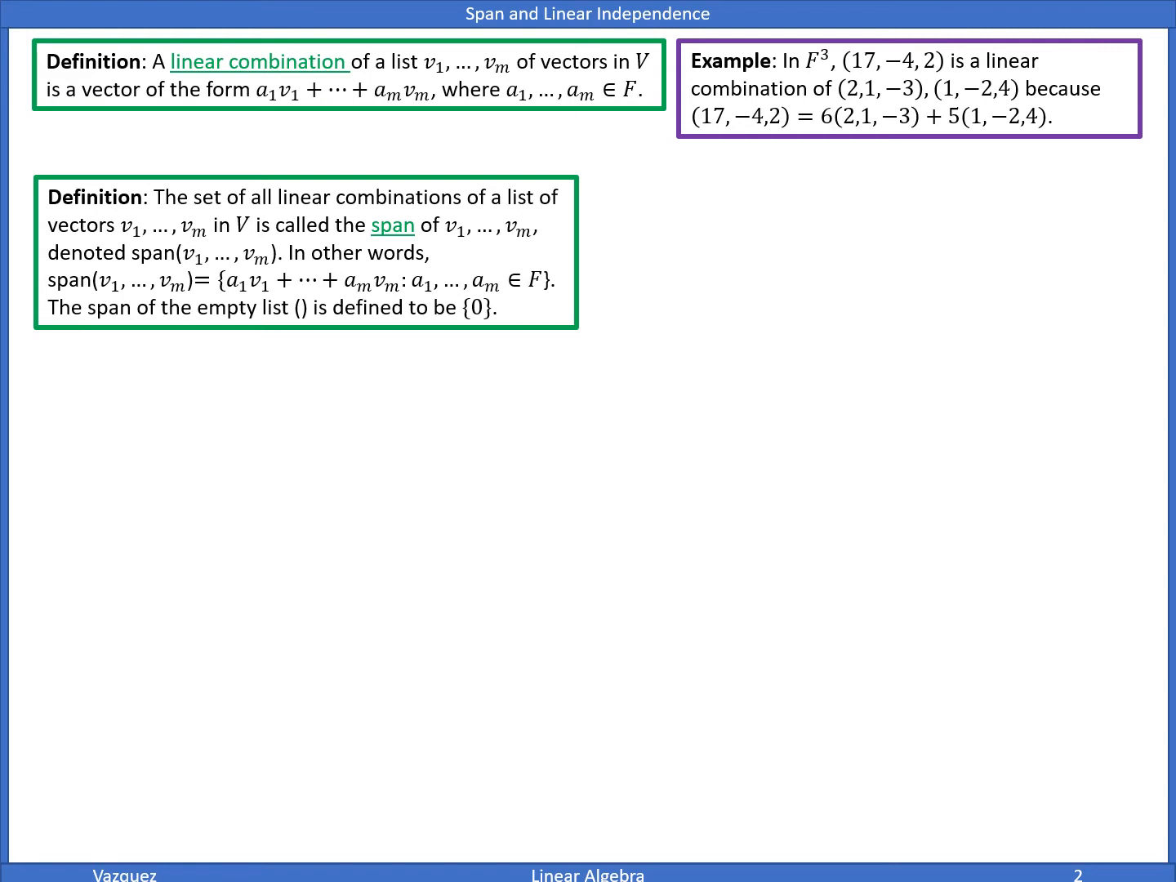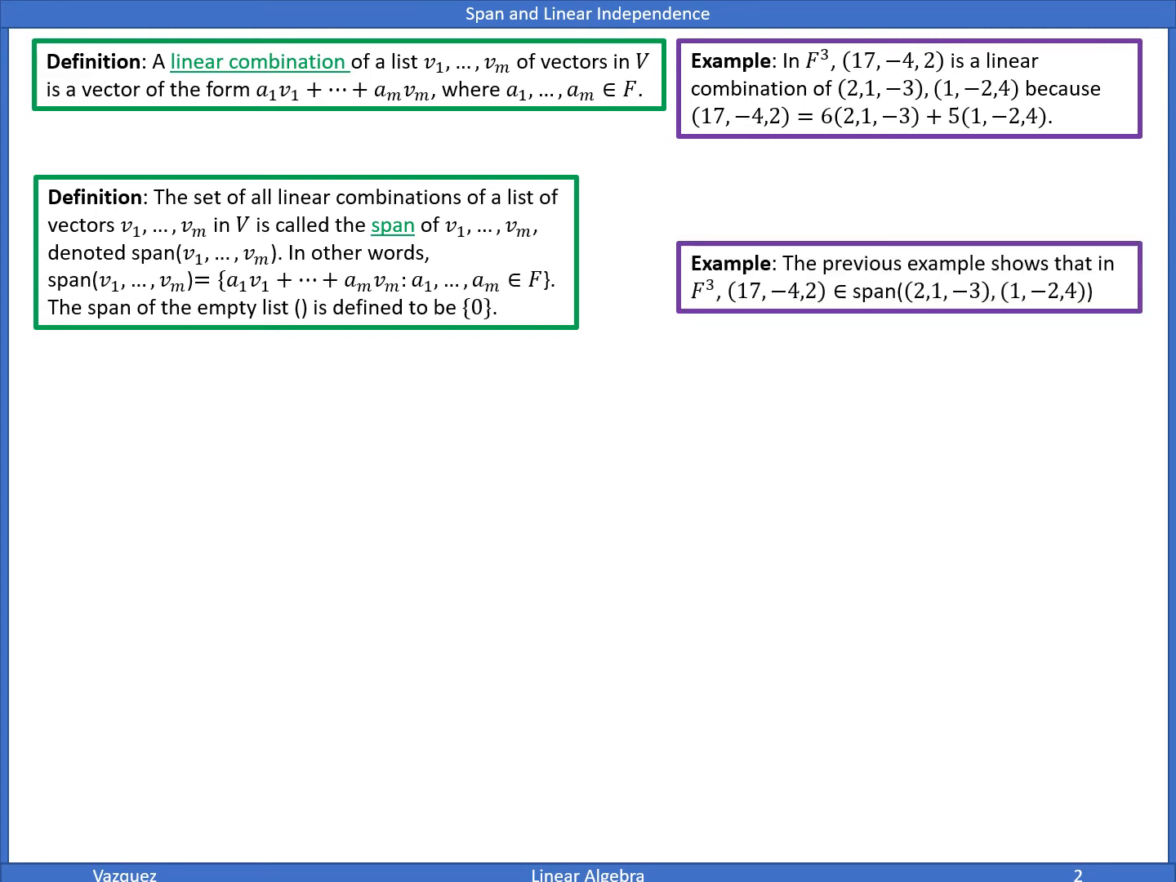And another little example here, looking at this example up above, we know that this vector here, (17, -4, 2), is in the span of these two vectors. Why is that? Well, because if we get a linear combination of these two vectors, we can get this other vector, right? So it's in the span of those two vectors.